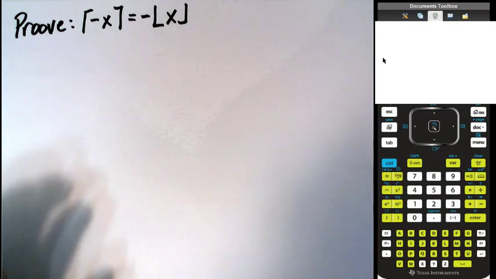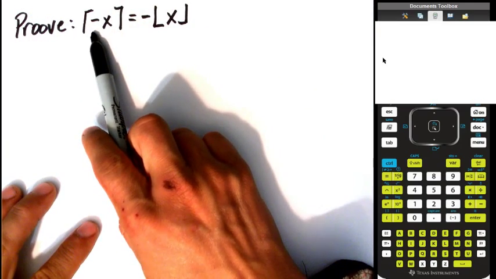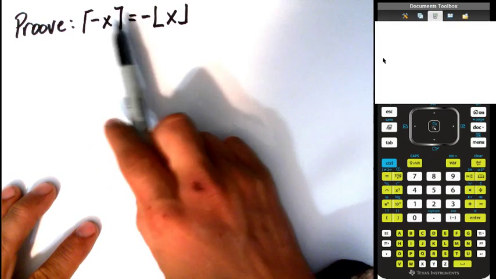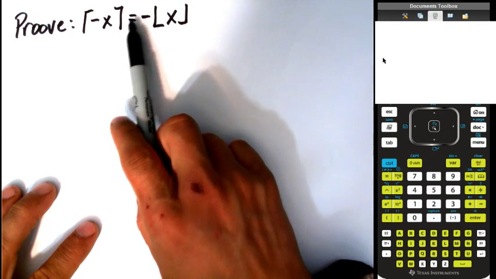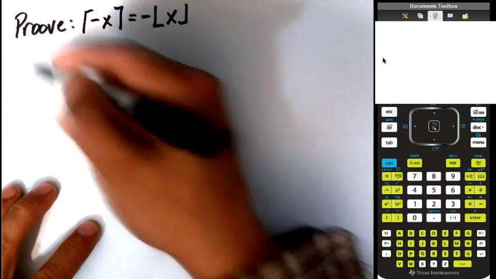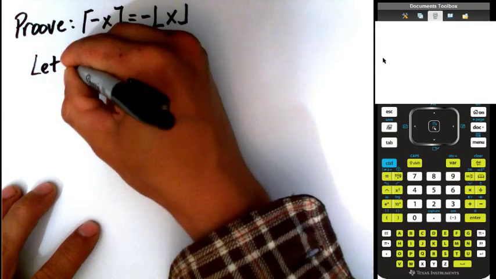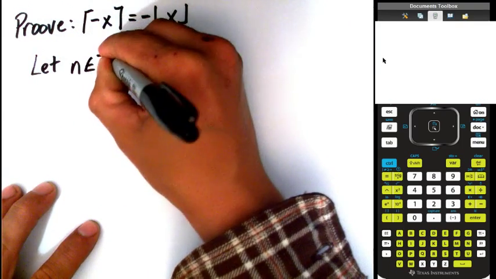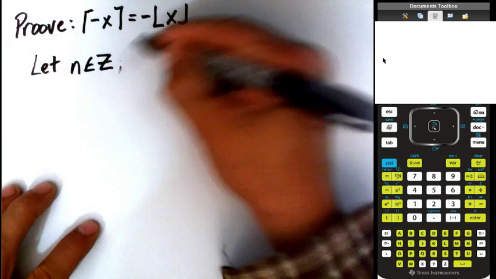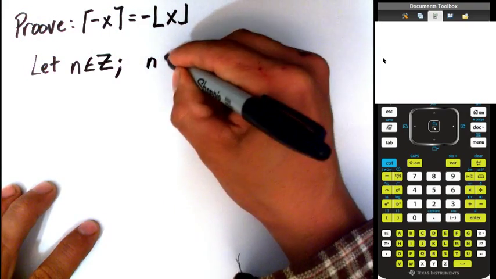Alright, so what we're going to do here is prove that the ceiling function of the opposite of x is equal to the opposite of the floor of x. So what we're going to do is let n be an integer.